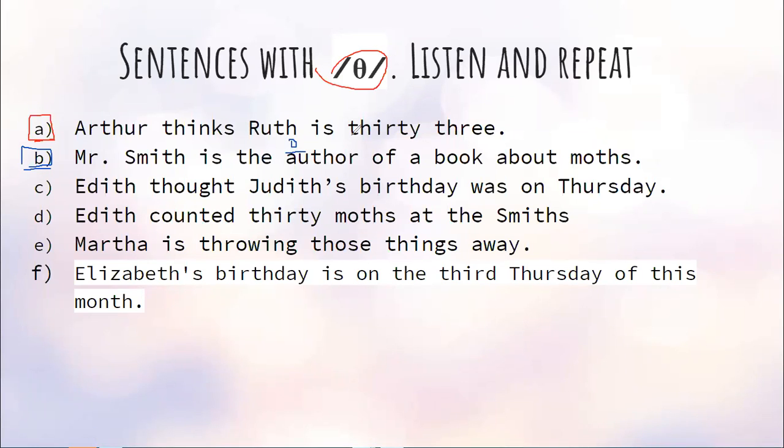Oh, repito, Mr. Dion. Yes, can you repeat, please? Mr. Smith is the author of the... No, Mr. Author. Smith is the author of a book about moths. Ya, ahora, cuidado. Igual tendría cuidado con el Mr. Smith. Se te coló una E ahí. Entonces, Mr. Smith, al tiro la S.